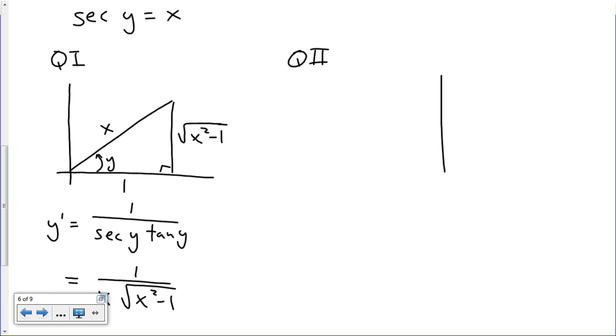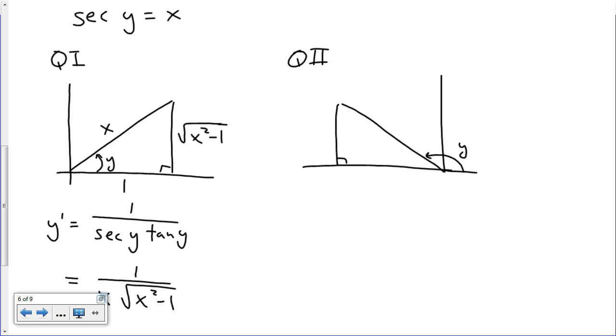So let's sketch an angle or a triangle here in quadrant 2. Now the angle y here is actually this angle, because it's got to be an angle that's in quadrant 2. It's got to be between pi over 2 and pi to get in quadrant 2. But the triangle we can construct with its reference angle would be this triangle. It's a right triangle.